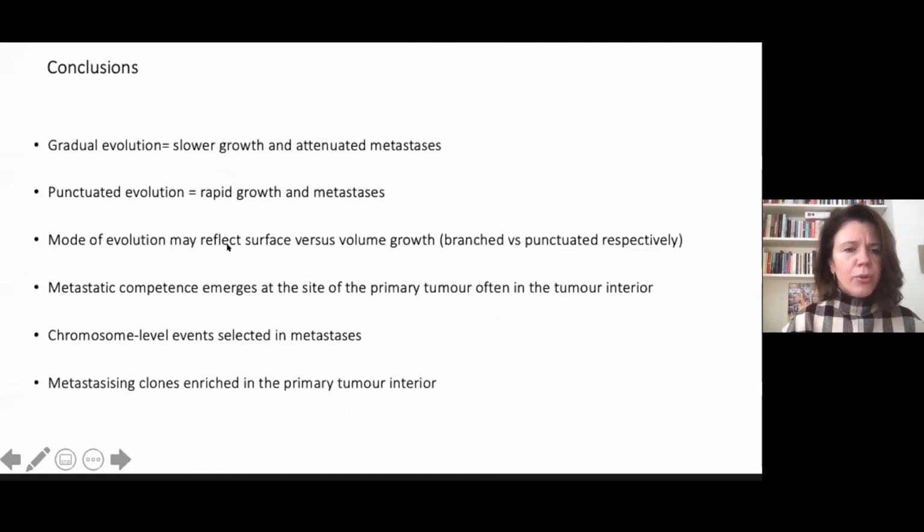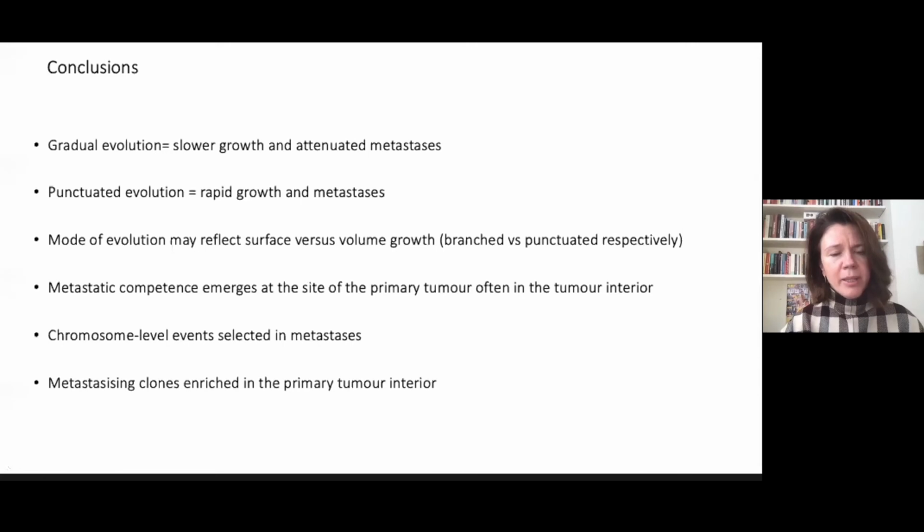So I've shown you that in the context of clear cell kidney cancer as a model of cancer evolution, we observe that gradual evolution or more Darwinian evolution results in slow growth and attenuated metastases, and that this bears relevance to the clinical management of these patients. That punctuated evolution with early fixation of chromosomally unstable clones leads to rapid growth and metastases that perhaps simply reflects the efficiency of metastatic spread from a primary tumor that's dominated by a metastatically competent clone.